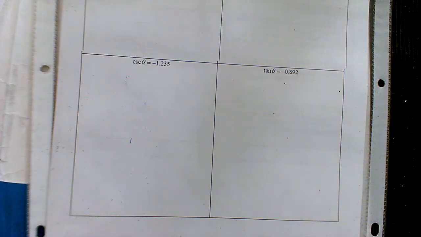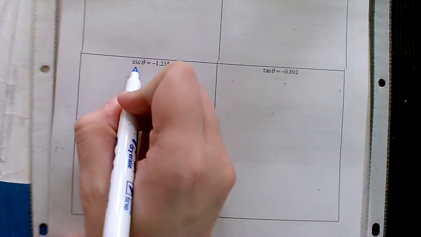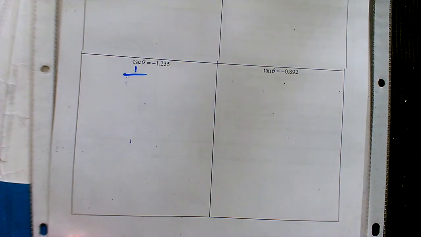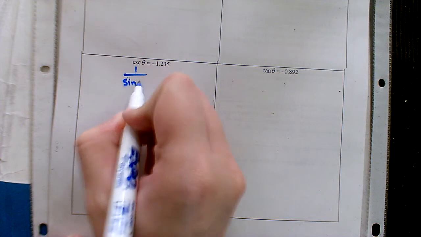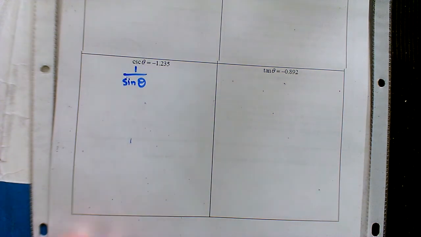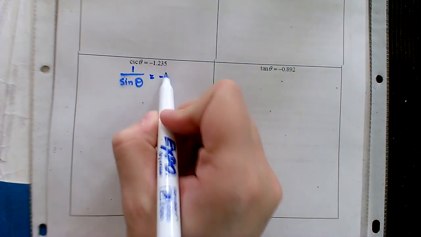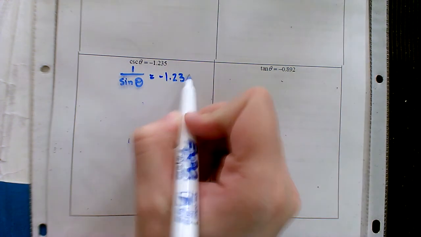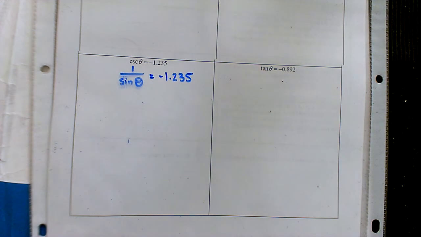Yeah? One over cosine. One over what? Would you use cosine on the bottom? It's actually sine. And this is a common misconception. People think that since this one begins with a C, it would be the cosine reciprocal. It's actually not. So we can change cosecant into 1 over sine.